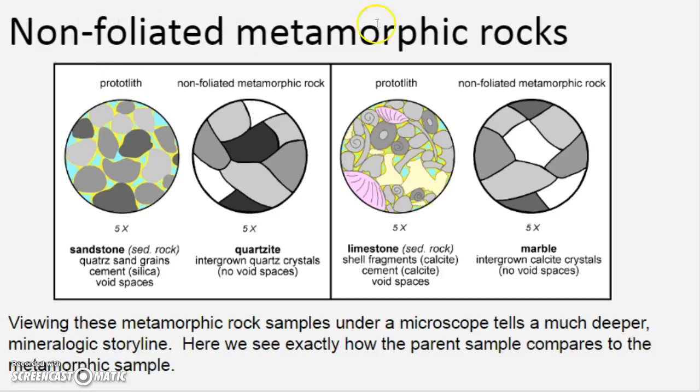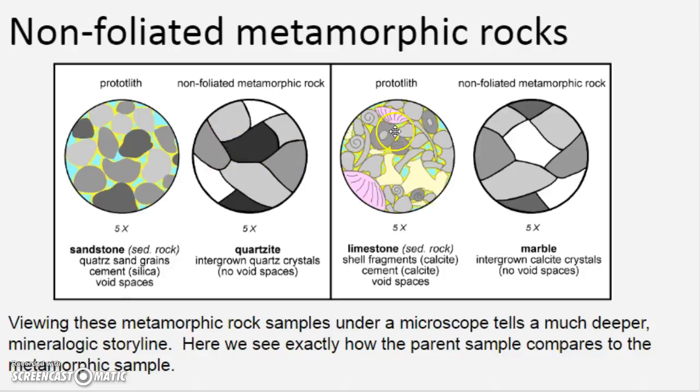When we look at non-foliated metamorphic rocks under a magnification lens, we get to see so much more of the story. Viewing these metamorphic samples under a microscope tells a much deeper mineralogic storyline. Here we see exactly how the parent sample compares to the metamorphic sample. So here's sandstone, individual sand grains. Here we see quartzite. They're intergrown samples.